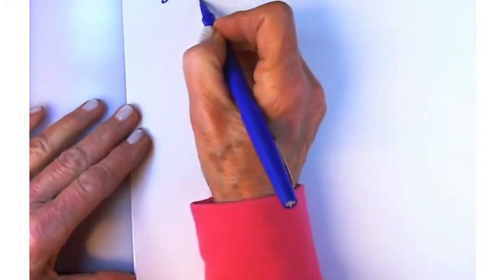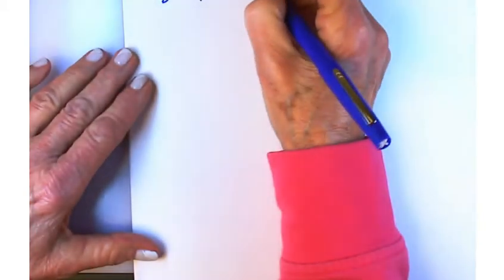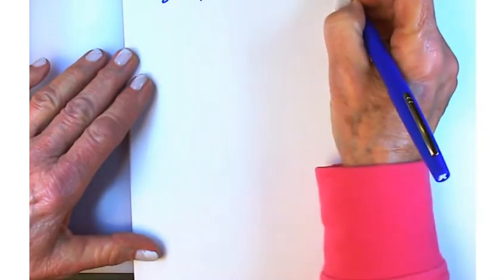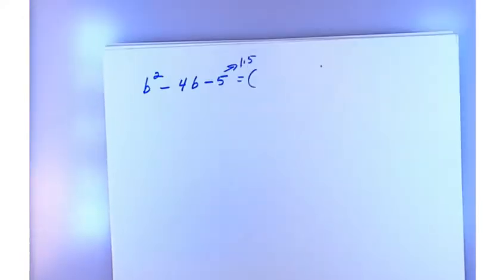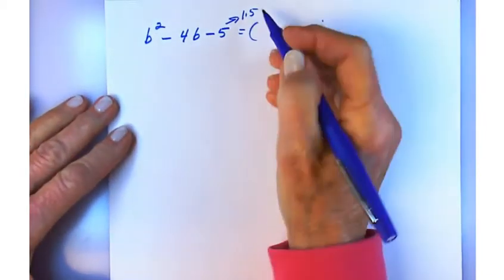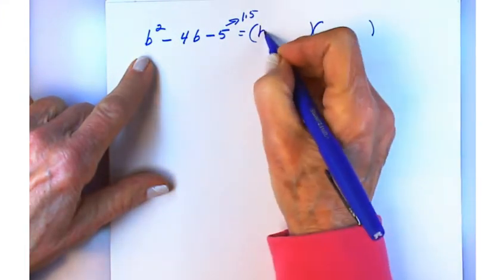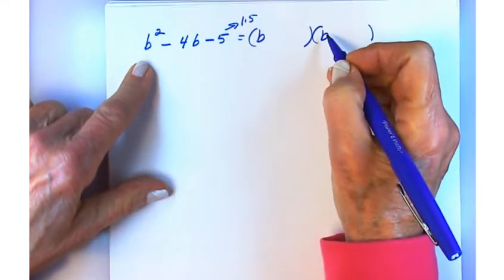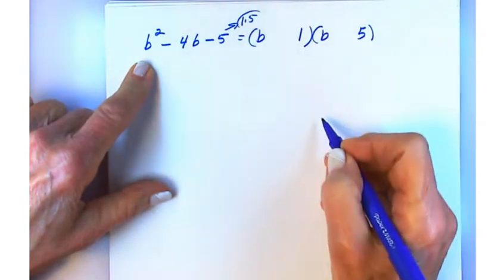So likewise, if we had b squared minus 4b minus 5, we have the same thing going, 1 and 5. I need to change this somehow. Okay. So I know that I have two scoops. I'm going to have B and B. And I'm going to have 1 and 5. That's my only choice, is 1 and 5. Okay?